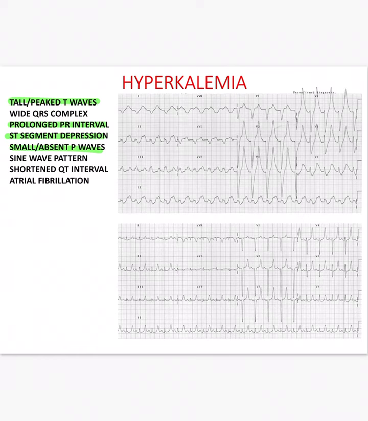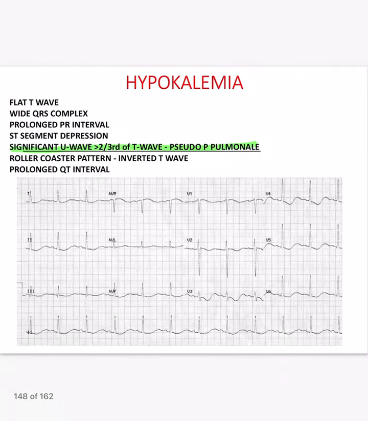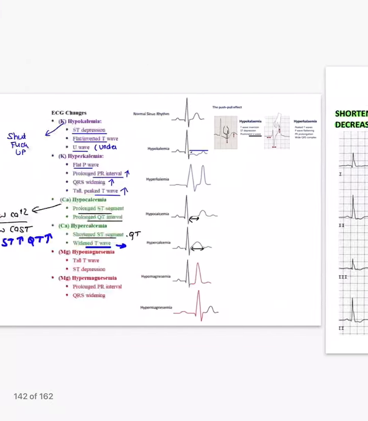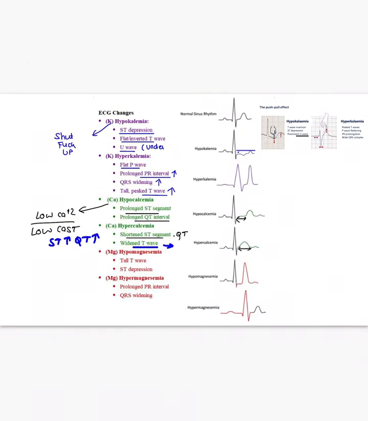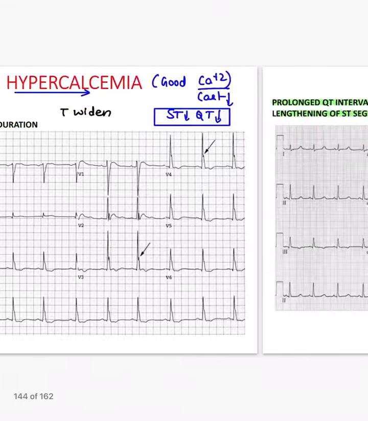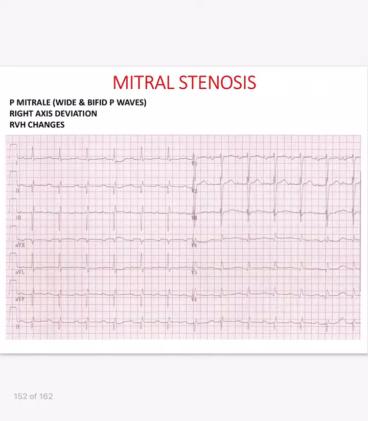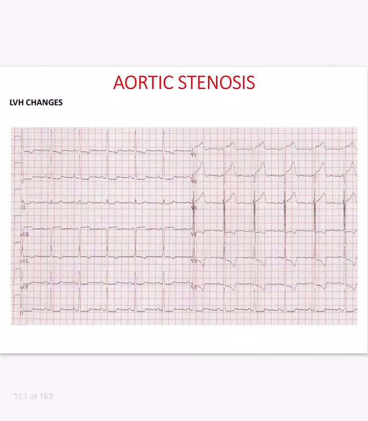Recall hyperkalemia, what happened: the T wave became tall, so the P wave becomes flat, and so prolonged PR interval, small or absent P wave. So this was in your hyperkalemia. In hypokalemia, the prominent U wave was your hypokalemia finding, and hypokalemia shows ST segment depression. Okay, so this is some other ECG which is not very important.